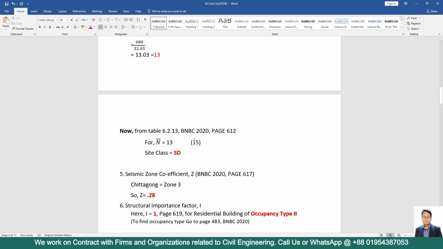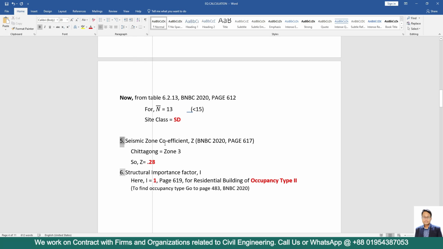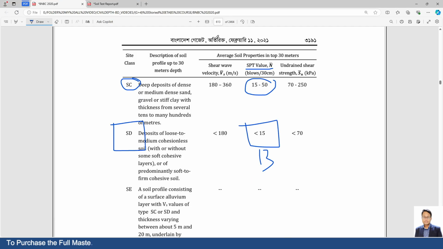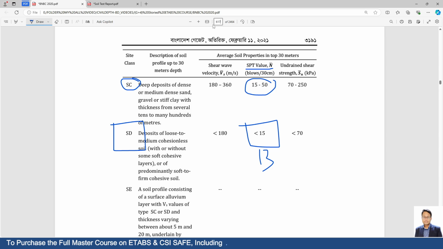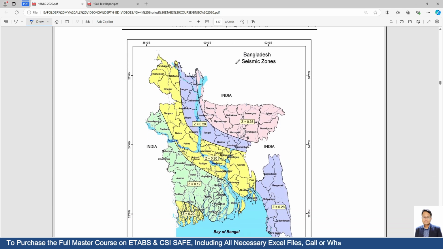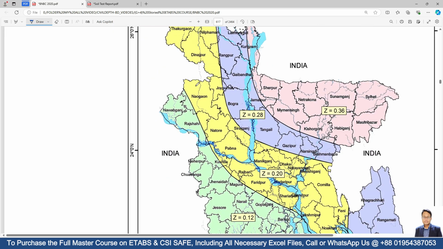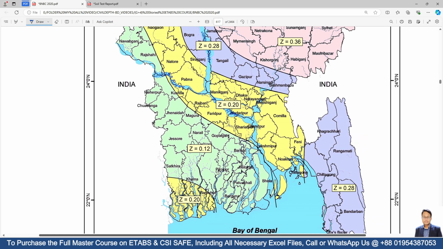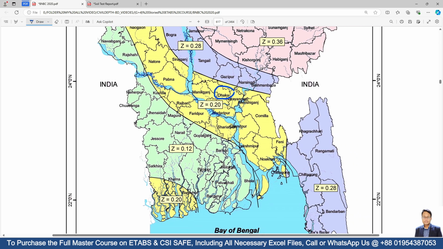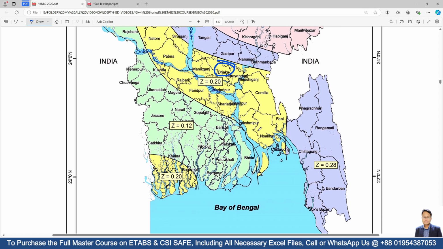Now we have to determine the seismic zone coefficient. That means for which region we are going to design this structure. So go to page number 617. This is again the PDF page number. Here we are designing this structure for Dhaka, which is the capital of Bangladesh. This Dhaka is in zone 2.